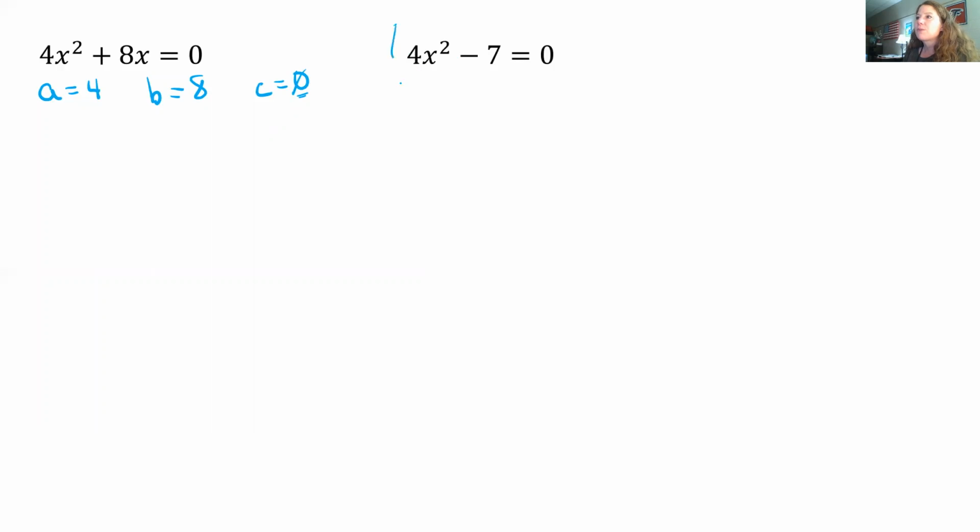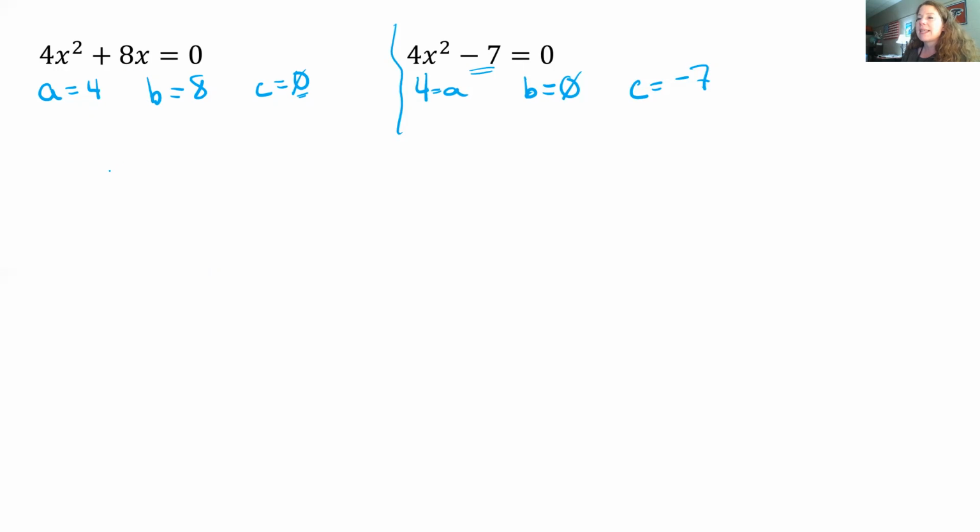All right, what about this one right here? We have our A, 4 is our A. Do we have an X? Nope. Well, any number times 0 is 0, which means our letter B is 0 in this case. And our C is always our constant. It's not attached to a variable, so you can't force it to be B. It's not. -7 is C. All right, so let's see what happens when we look at these two problems.